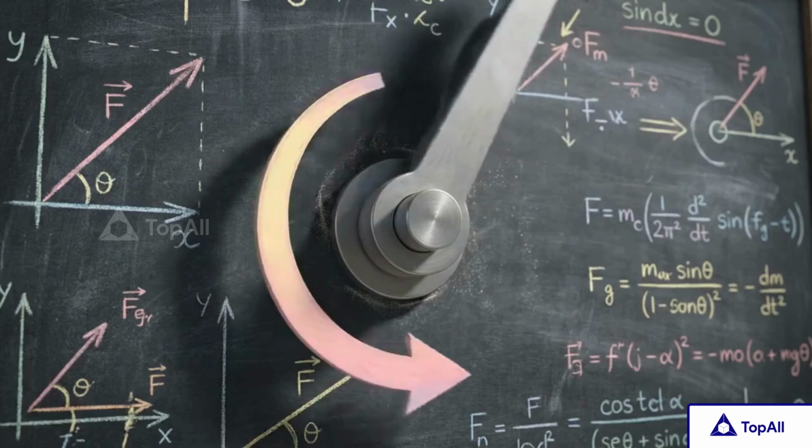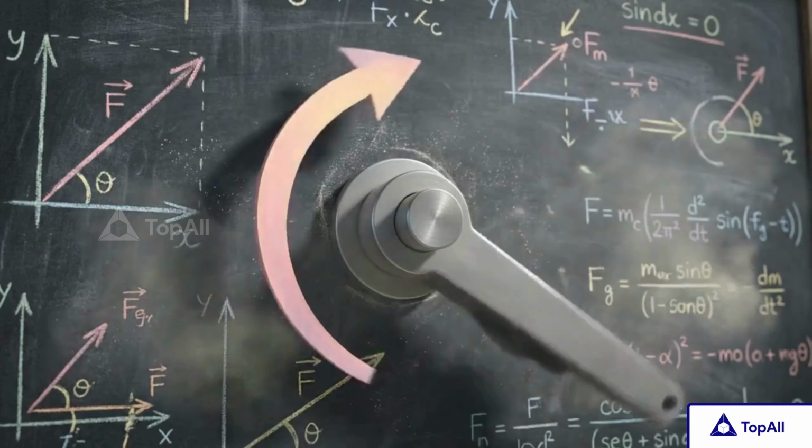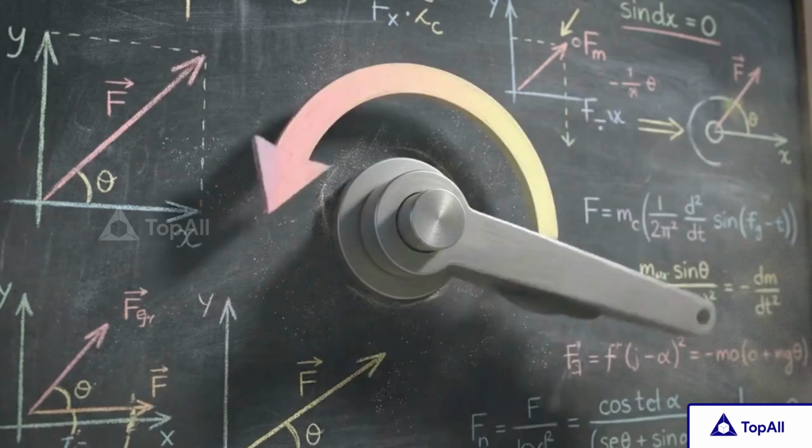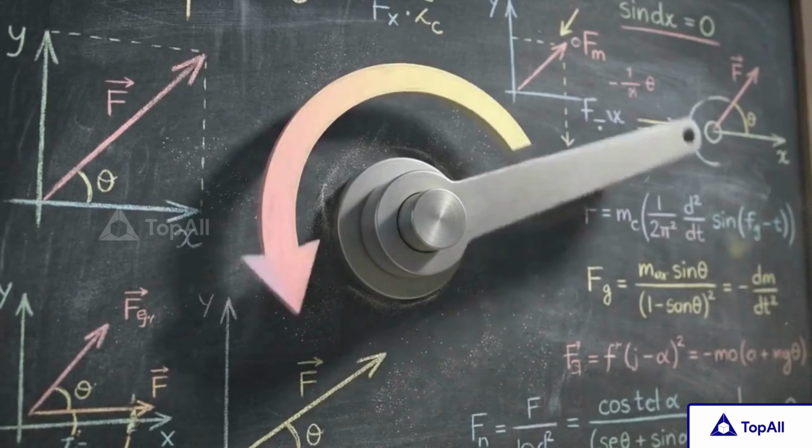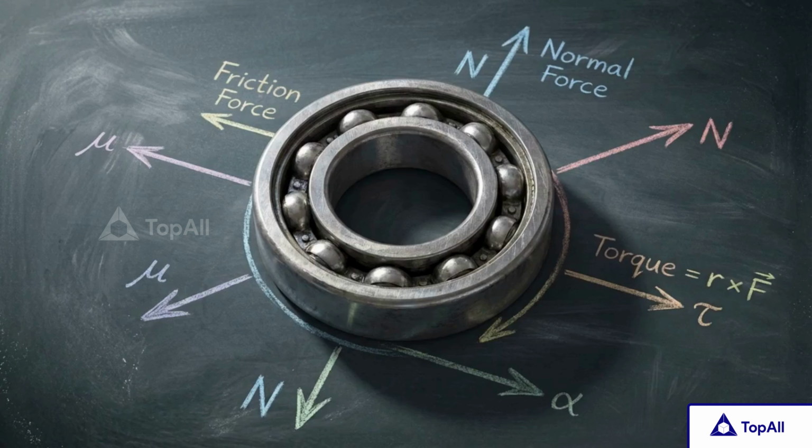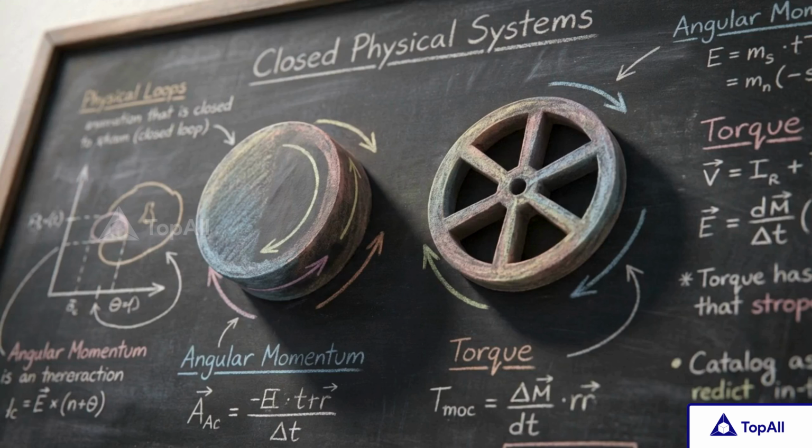To understand why this happens, we need to define torque. Torque is an external twisting force that changes how something spins. Think of a hand pushing a bicycle wheel, or the friction grinding inside a metal bearing. When you remove all of those external twisting forces, you create a torque vacuum. In this state, the system's total angular momentum becomes a constant of motion. It cannot be created or destroyed.